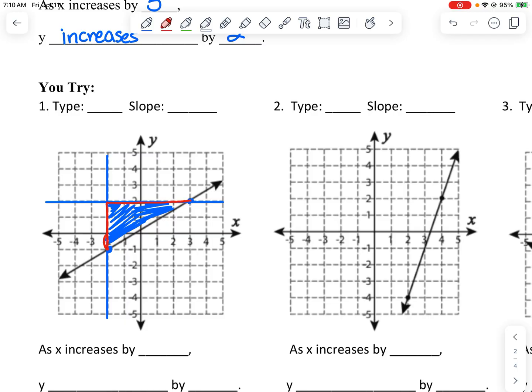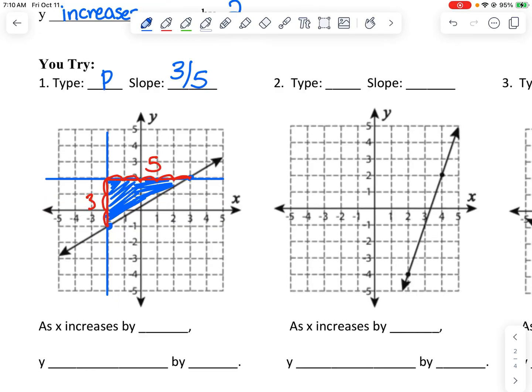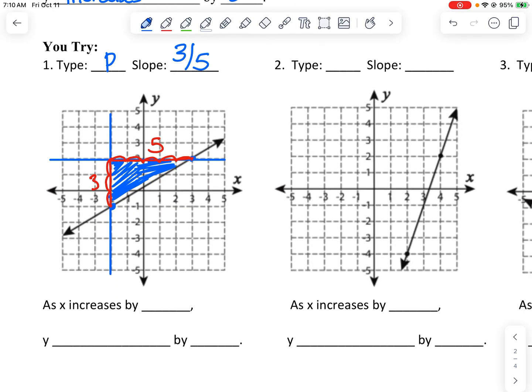In this case, we go up 1, 2, 3, and over 1, 2, 3, 4, 5. So our slope here is 3/5, and we double check, yes, it was a positive slope, so it makes sense to have a positive number. Every time we move to the right 5, or x increases by 5, y increases by 3.